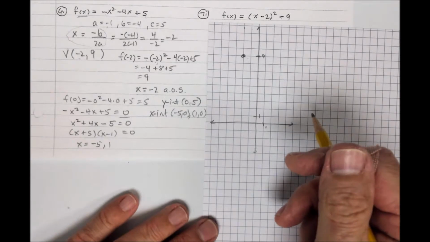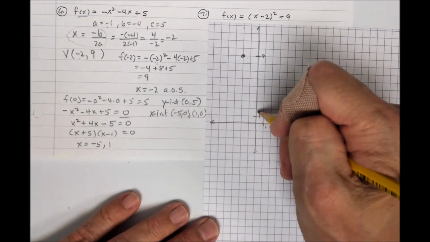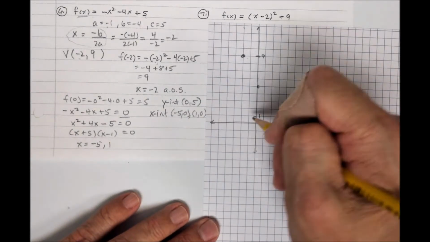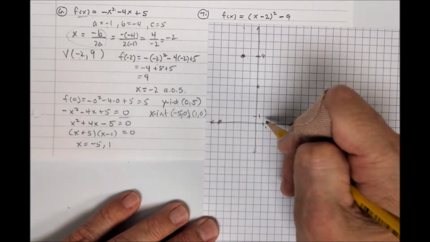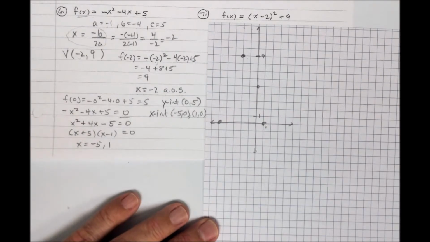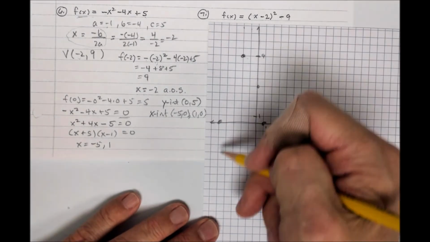And I also have some other points. I have 0, 5. 1, 2, 3, 4, 5. And I have negative 5, 0. And I have 1, 0. So that's actually probably enough to get a decent curve out of that.